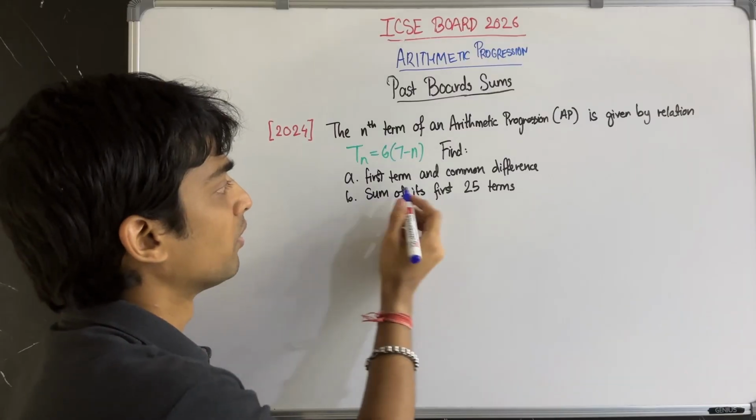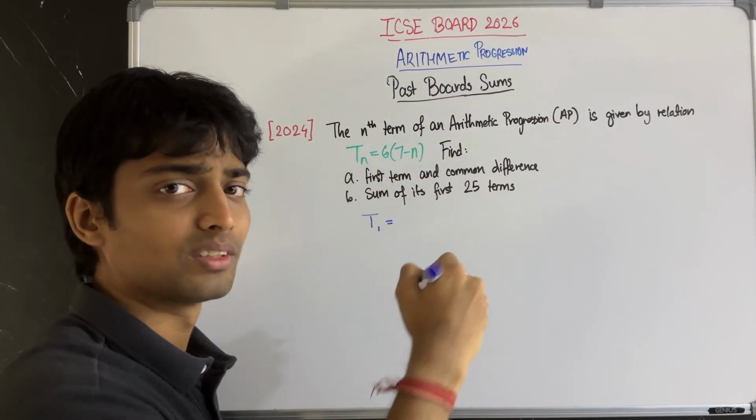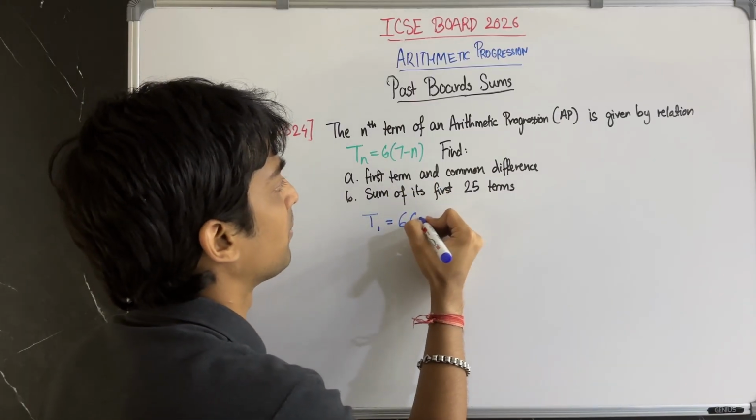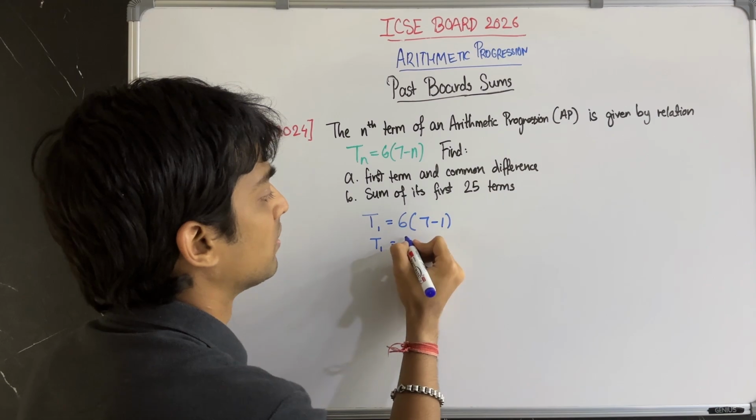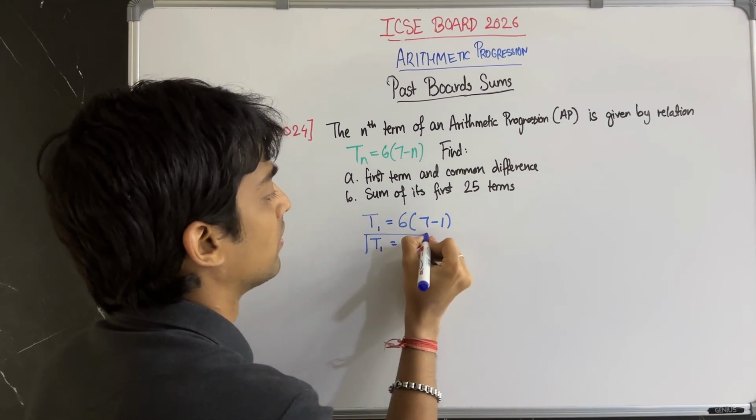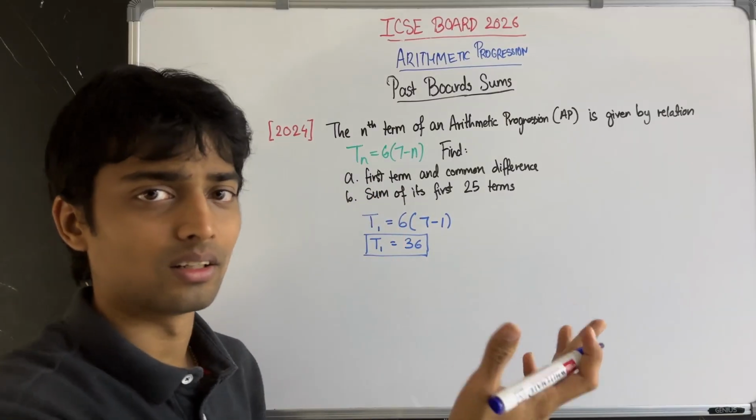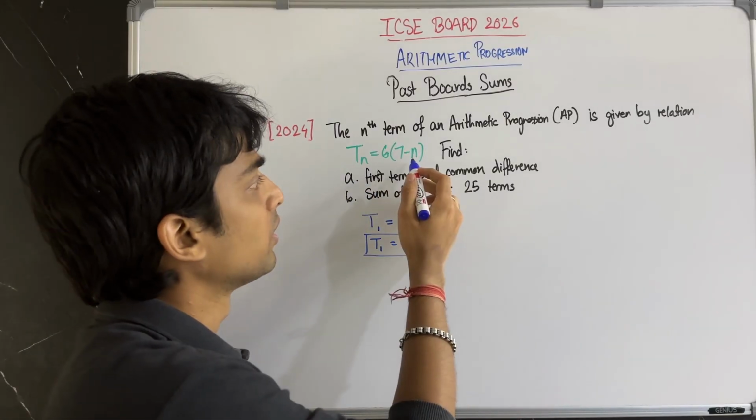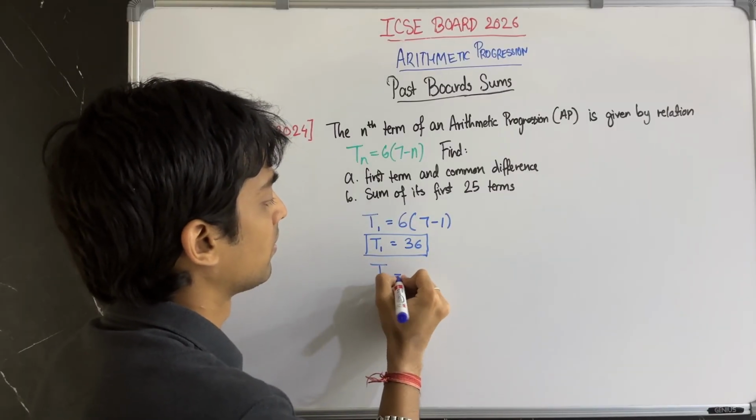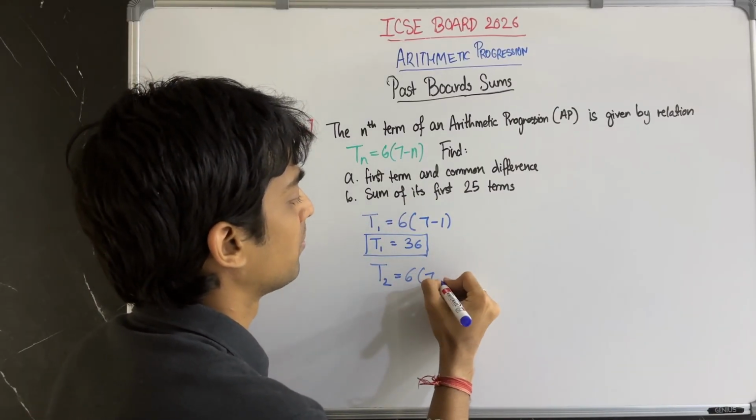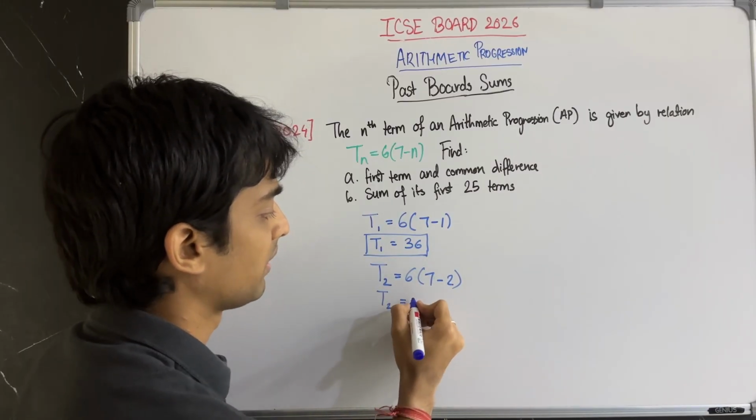So let's find the first term. So T1 will be, instead of n, we just write 1. 6 multiplied by (7 minus 1), which is T1 equal to 6 into 6, 36. This is T1. Let's find the second term. So we can get any term T3, T4 by just substituting n with that number. T2 will be 6 (7 minus 2). Therefore T2 will be 6 5s are 30.